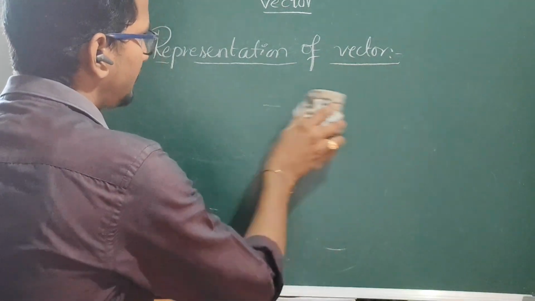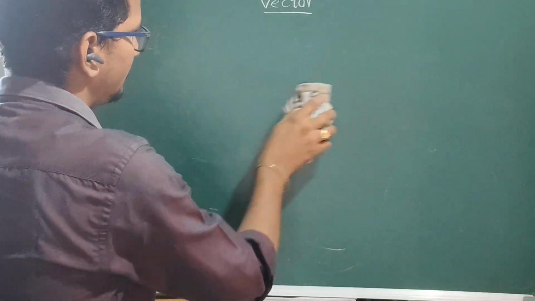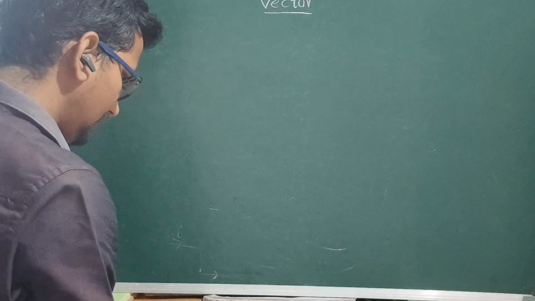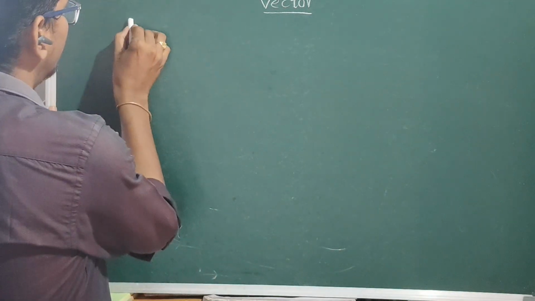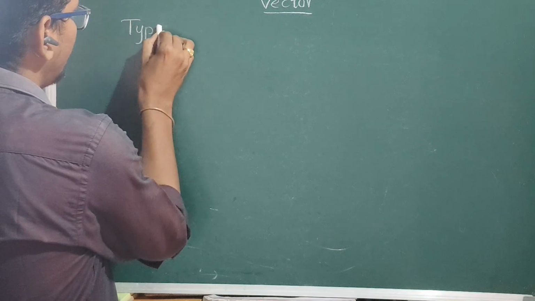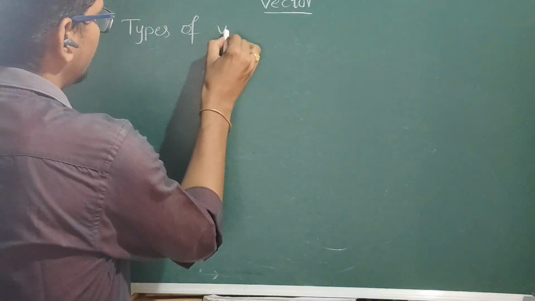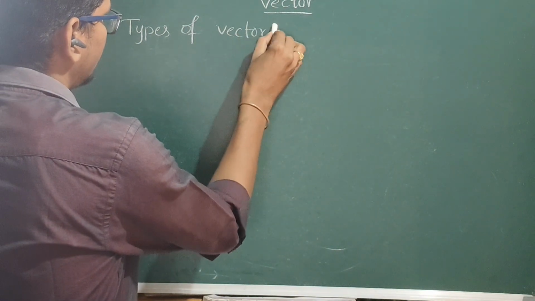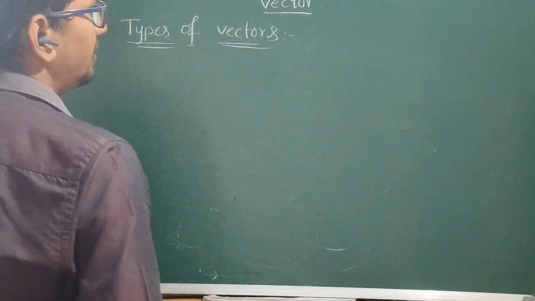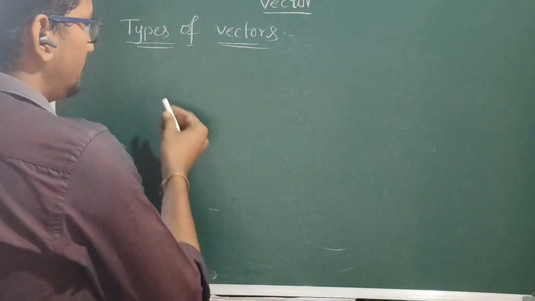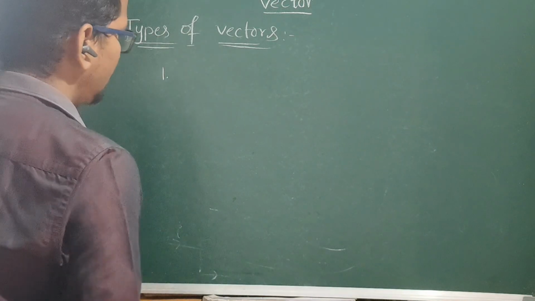And the next concept is very important: types of vectors. There are different types of vectors. What are the different types of vector? First of all, we need to write the first one.